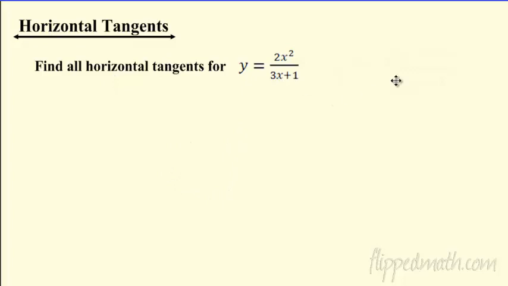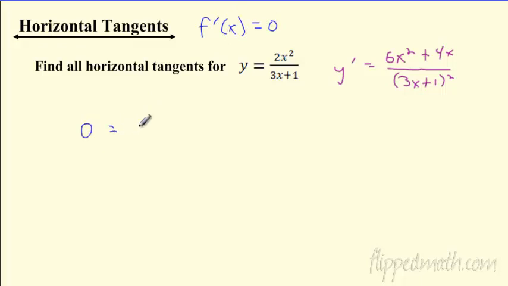So notice it's the same problem as last time, and I got that same answer from there. I just brought it over here. So if I want to find all the horizontal tangents, what am I going to do? I'm going to set the derivative equal to 0. So to find a horizontal tangent, you're going to take the derivative and set it equal to 0. So I'm going to say 0 equals 6x squared plus 4x all over that thing on the bottom there. So there it is. So all I got to do is solve this.